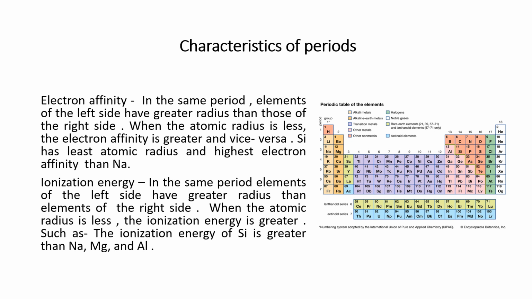Here you see the example. The ionization energy of silicon is greater than sodium, magnesium and aluminum. Sodium can easily lose an electron. Magnesium can too, but it is more difficult than sodium. But it is difficult for silicon to lose an electron. For this reason, the ionization energy of silicon is more than sodium, magnesium and aluminum.